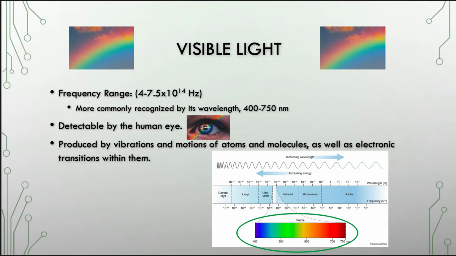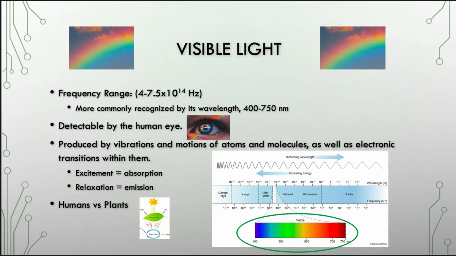It is produced by vibrations and motions of atoms and molecules, as well as the electronic transitions within them. Receivers/detectors of light largely use electronic transitions. Light goes through two major transitions, excitement and relaxation. Excitement is absorption of electronic transmissions. Relaxation is emission of electronic transmissions.